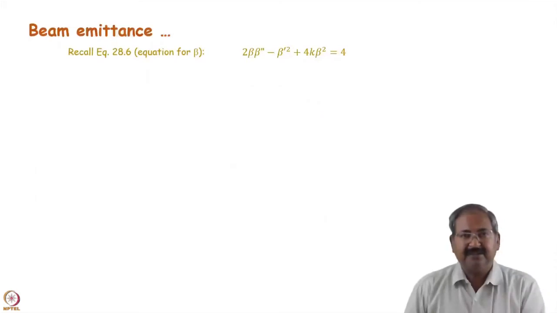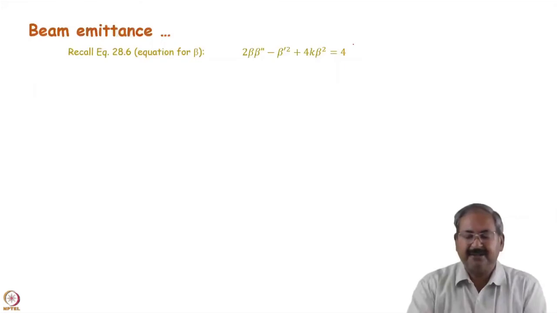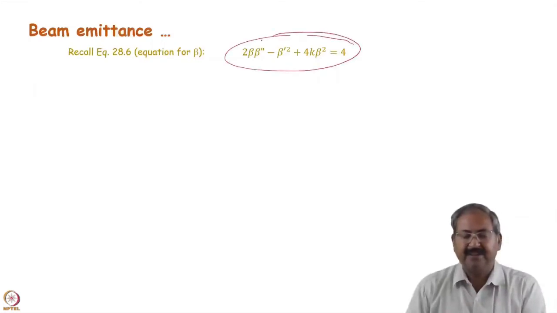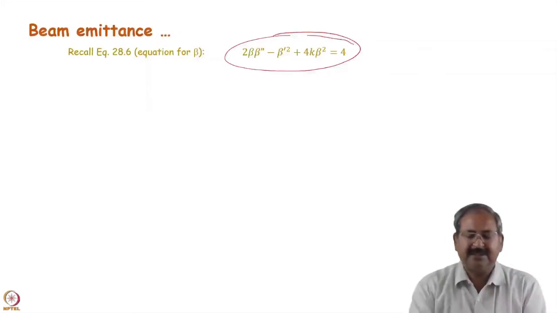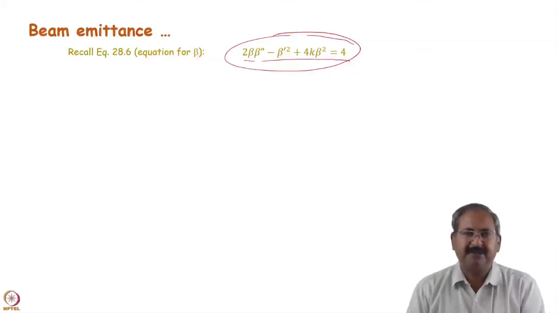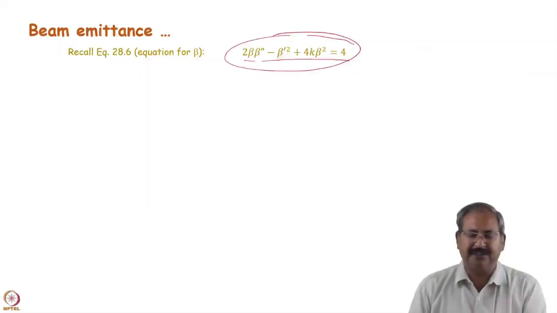Now, during the study, we have seen that beta was defined by this differential equation. Now, instead of beta, we have seen that if beta is combined with beam emittance, it gives you the beam size. So why not change this equation into an equation of beam sizes? That will be much more transparent for understanding the beam behavior. So let us do that.